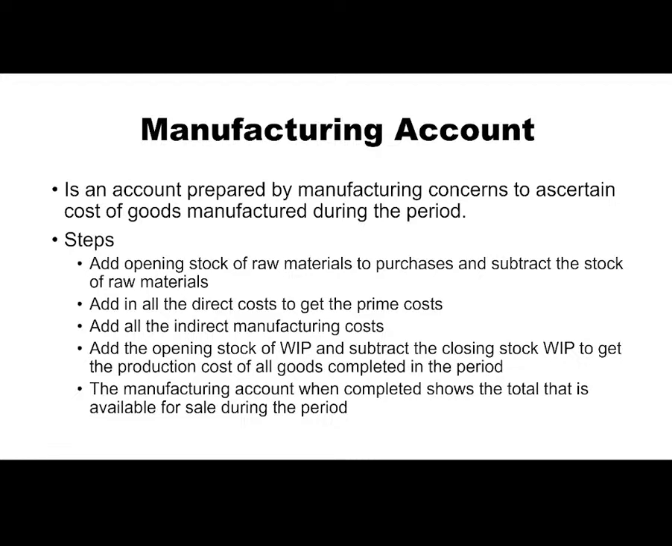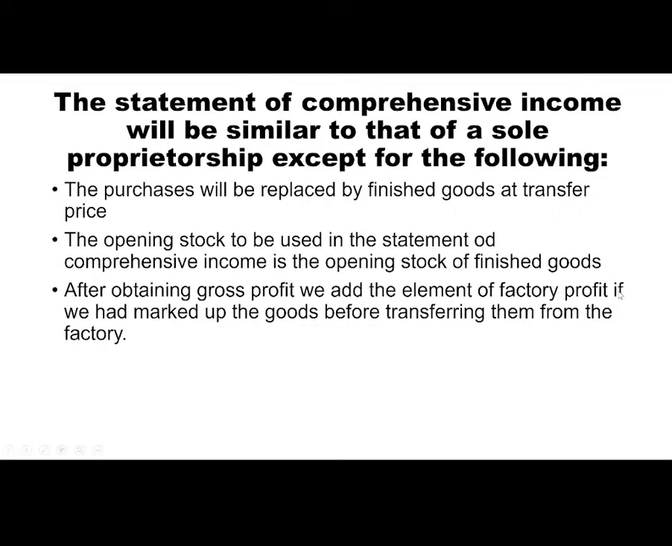Then you have the manufacturing account. When completed, we show the total that is available for sale during the period. This one is the one that shall be used in the trading account in place of purchases. So we are going to show that. So that is all about the manufacturing account. So we can continue as we take some few notes.